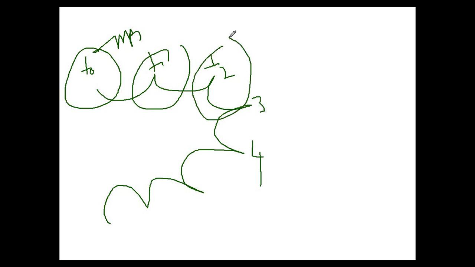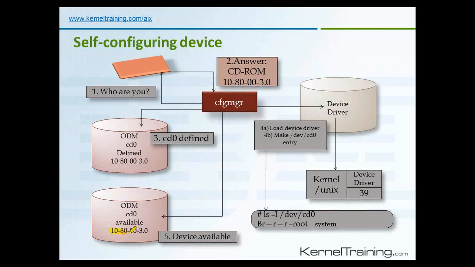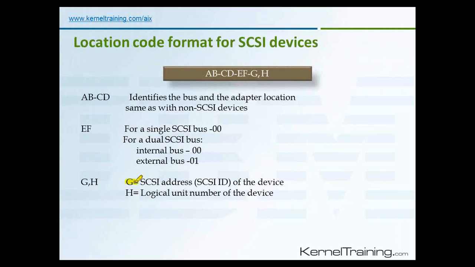So these would be considered as the external bus, where I have a medium of cable or something via which my things are connected. If it is an external bus, it will show you 01. If it is an internal bus, then it will show you 00. As you can see over here, the first 4 will tell you the adapter ID. The second part will tell you 00 as an internal bus or 01 as an external bus, and whether it is a dual bus or single bus. Finally, you'll see the last 2 characters: G, which will tell you the SCSI ID, and H, the logical unit number of the device.